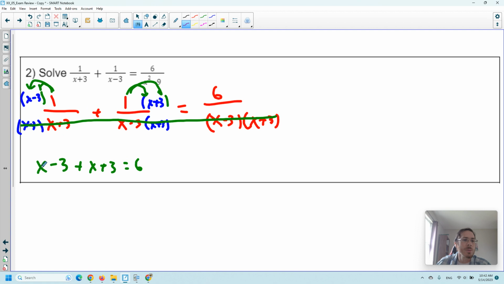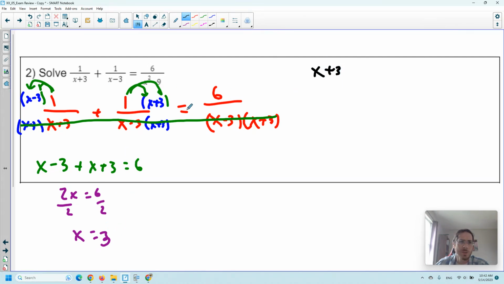I can combine like terms. X plus x is 2x. Negative 3 plus 3 is 0. So 2x equals 6. We divide both sides by 2, and we get x equals 3. Pretty quick, but there is one other thing we got to do. We got to double check to make sure that we actually can have 3 as an answer. So we have to check the restrictions.